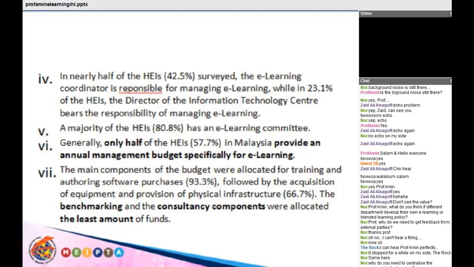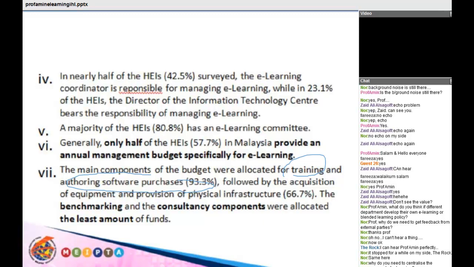Now this is in terms of budget. At the moment, I don't think any university has a specific budget on e-learning, but the budget will come under academic management, under the Deputy Vice Chancellor of Academic. But if you have proper governance, like I was mentioning earlier, then you can ask for budget. So alhamdulillah, in UKM, we don't have so much problem. And in terms of allocation of the budget, it's mainly for training, okay? It's for authoring software, okay? 93%.